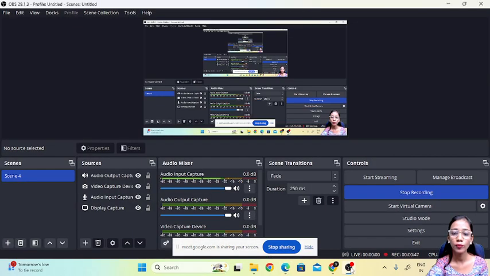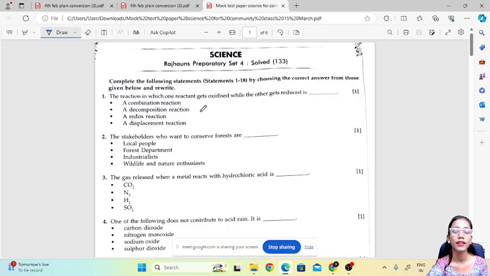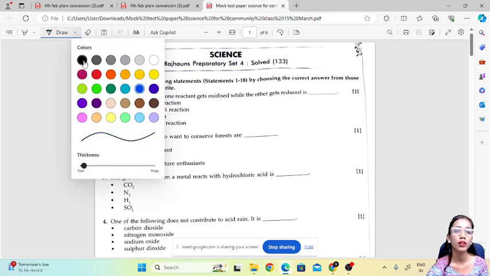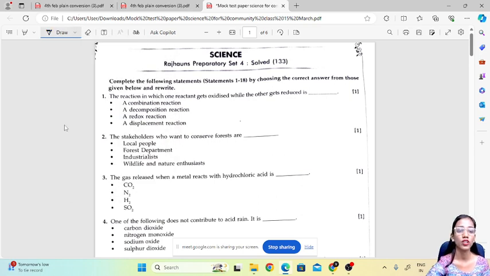So let's start. We are going to solve the entire paper from the first question to the last question. First of all, there are MCQs. Questions number 1 to 15 are MCQs. So we'll start with the paper.